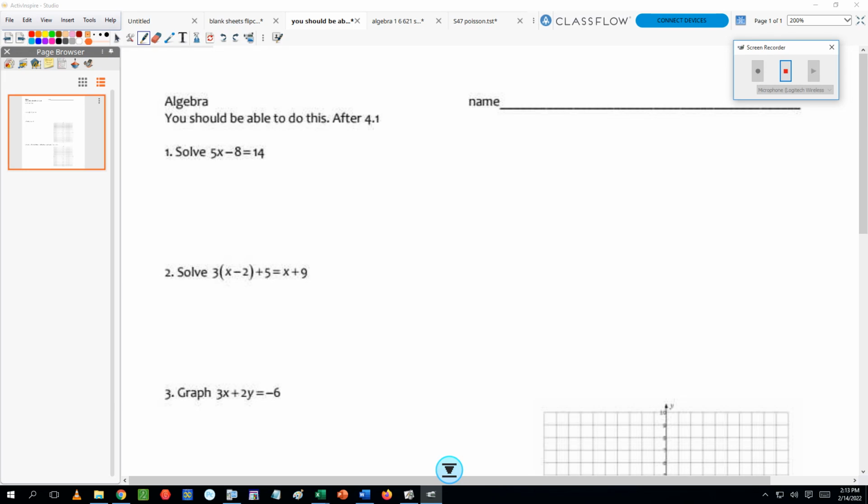Hey, let me make a video. You should be able to do this now after the fourth unit. You should be able to solve a nice simple equation where you would add 8 to both sides.